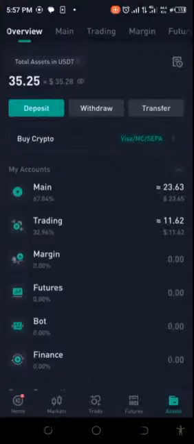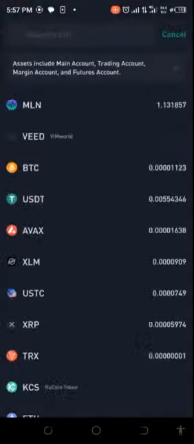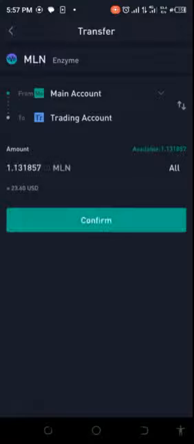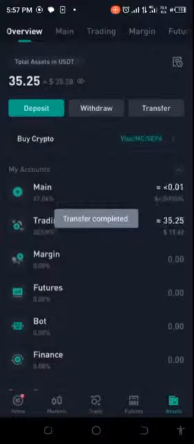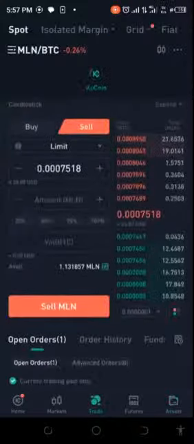Now what we need to do is transfer this. We're going to have to transfer this, right? So what do we have here? We have 1 point, let's put all, and let's see, 1.13. So we're just going to put that 1.13. Oh, I love that sound. So we're going to go over to trade now. When we do this, we're going to see everything here.